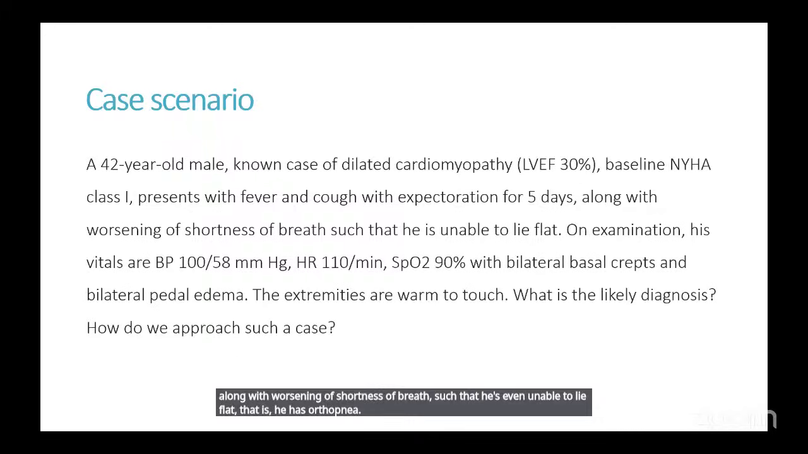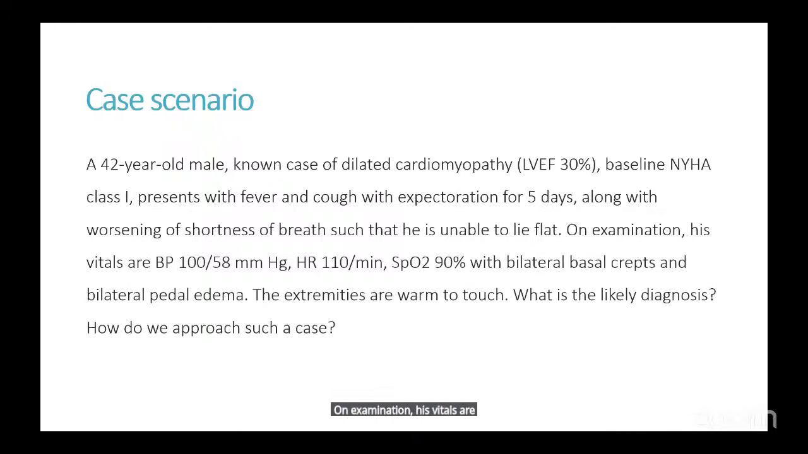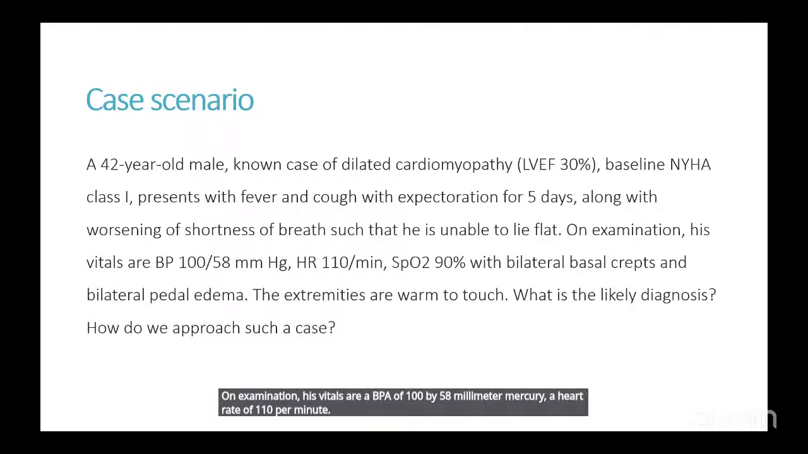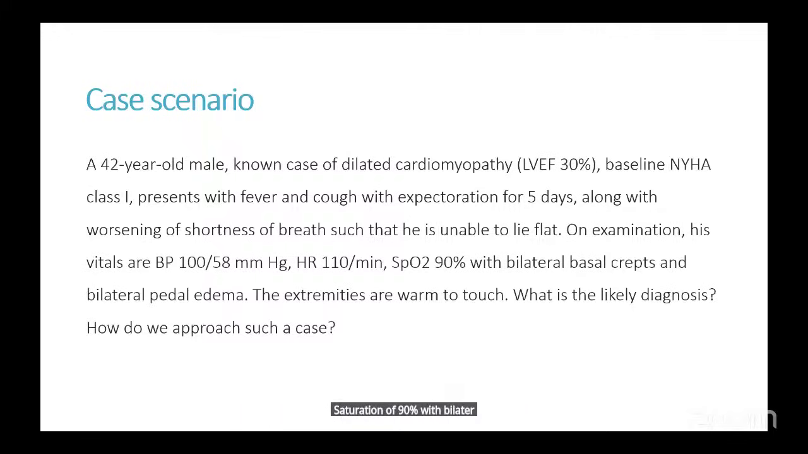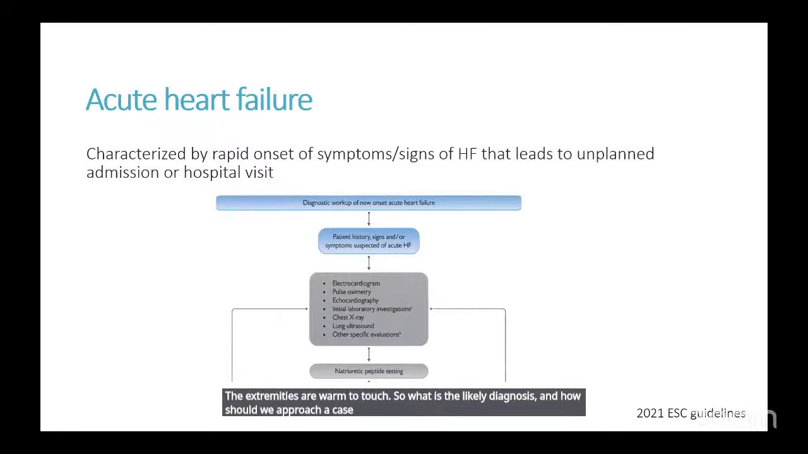On examination, his vitals are a BP of 100 by 58 millimeter mercury, a heart rate of 110 per minute, a saturation of 90% with bilateral basal crepitations and bilateral pedal edema. The extremities are warm to touch. So, what is the likely diagnosis and how should we approach a case like this?